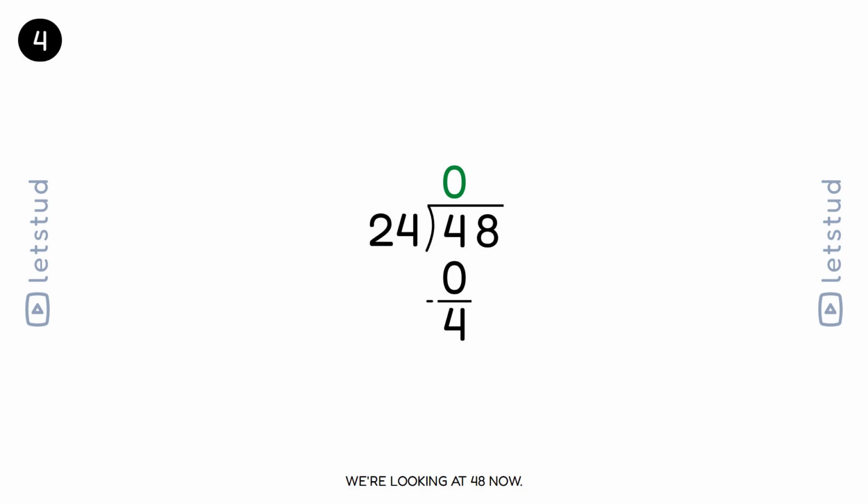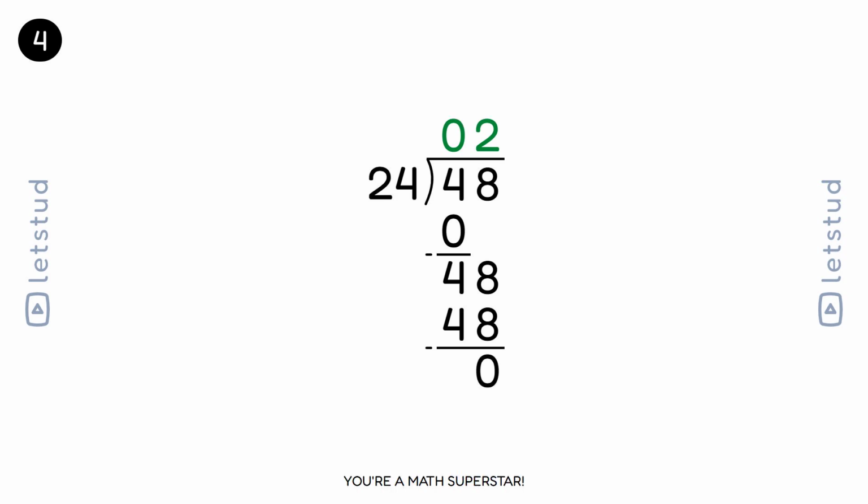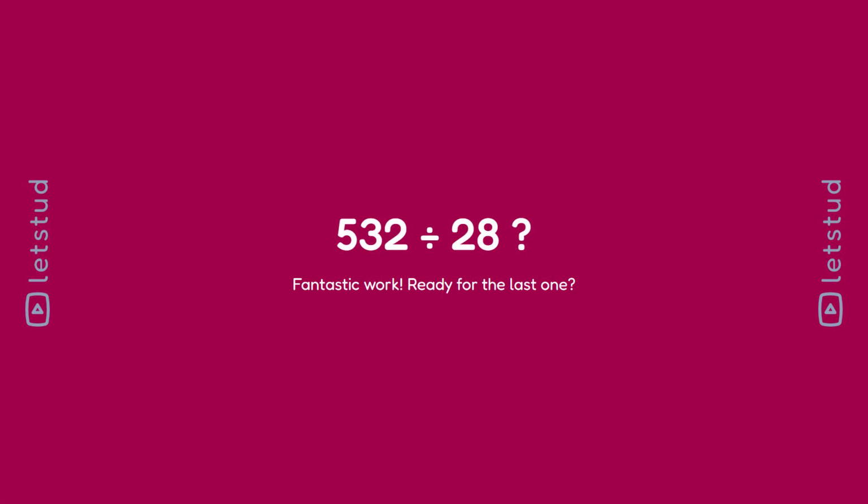We're looking at 48 now. Bring down the 8 to make 48. How many times does 24 fit into 48? It fits 2 times. 2 times 24 is 48. 48 minus 48 is 0. You're a math superstar. And we have no remainder. Incredible! We divided 48 by 24 and got 2. Fantastic work, ready for the last one.